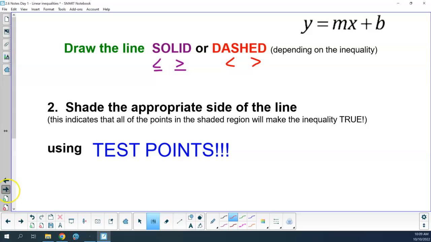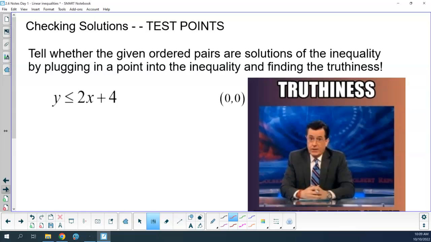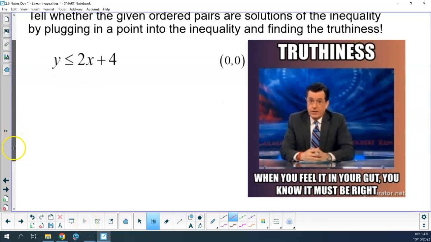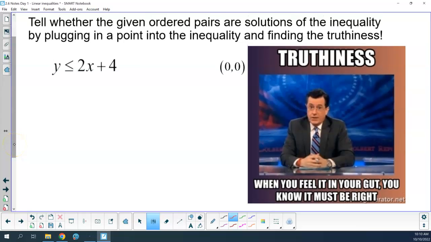Let's try testing. Okay. So, checking solutions, testing a point, finding the truthiness, whichever one you want to call it. So it's telling whether the given ordered pair is a solution of the inequality. And you do that by plugging that point back into your inequality and finding out the truthiness. Okay? So we'll try 0, comma 0 first.